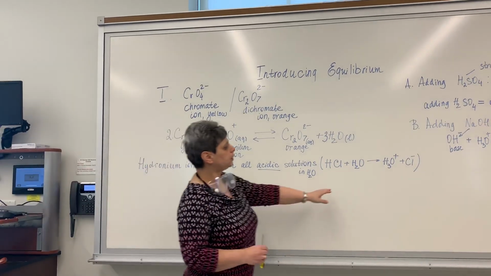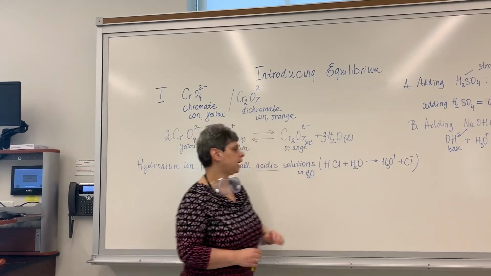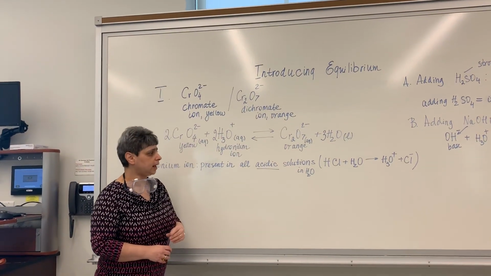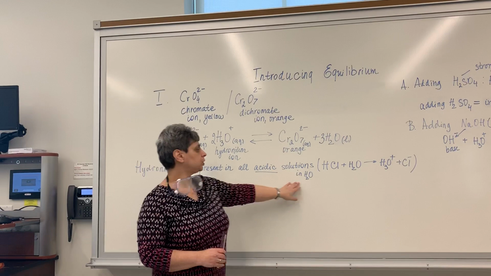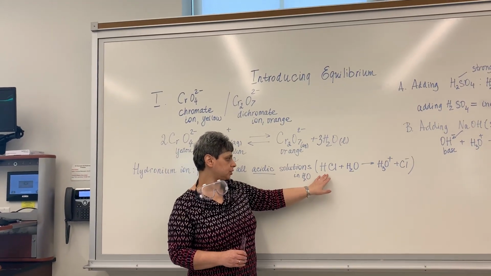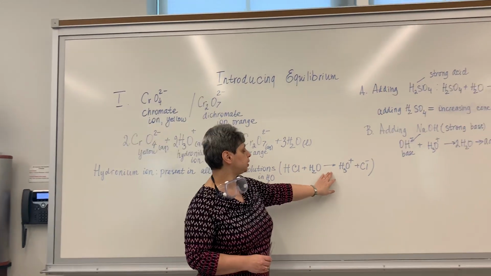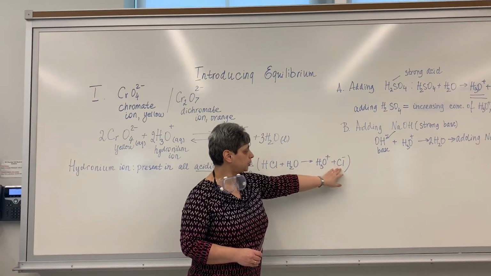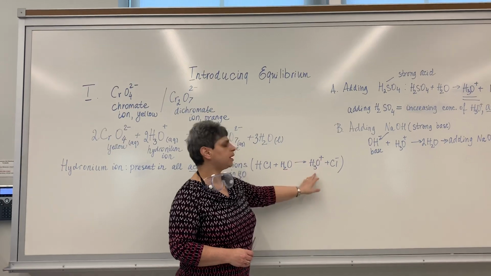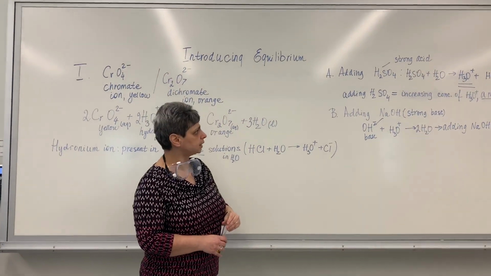I'd like to also, before we actually do these reactions, remind you that hydronium ion, whose formula is H3O+, is present in any aqueous solution of any acid. I use hydrochloric acid as an example here. So if HCl is dissolved in water, it dissociates and it produces hydronium ion and chloride ion. So hydronium ion is basically a marker for an acid.